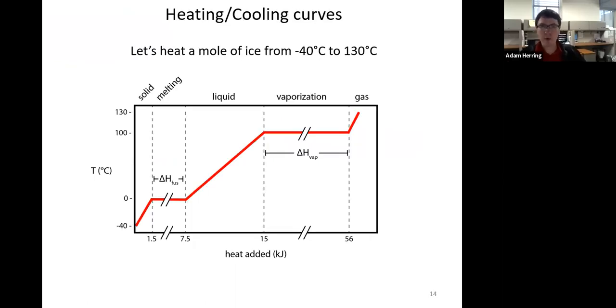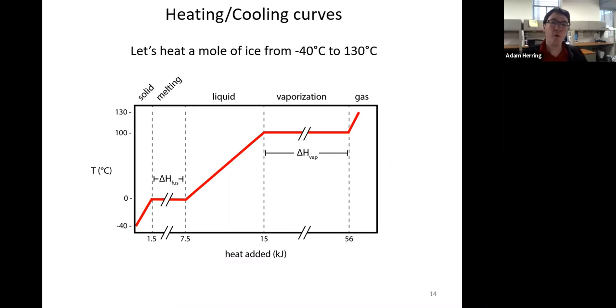Let's now talk about what we call heating and cooling curves. So a heating curve is described here. A cooling curve is what we would see if we started at high temperature and went down to low. So you might think of it as taking this and rotating it around, so that it goes the other direction. So what we're looking at is the temperature change as a function of the heat that's given in.